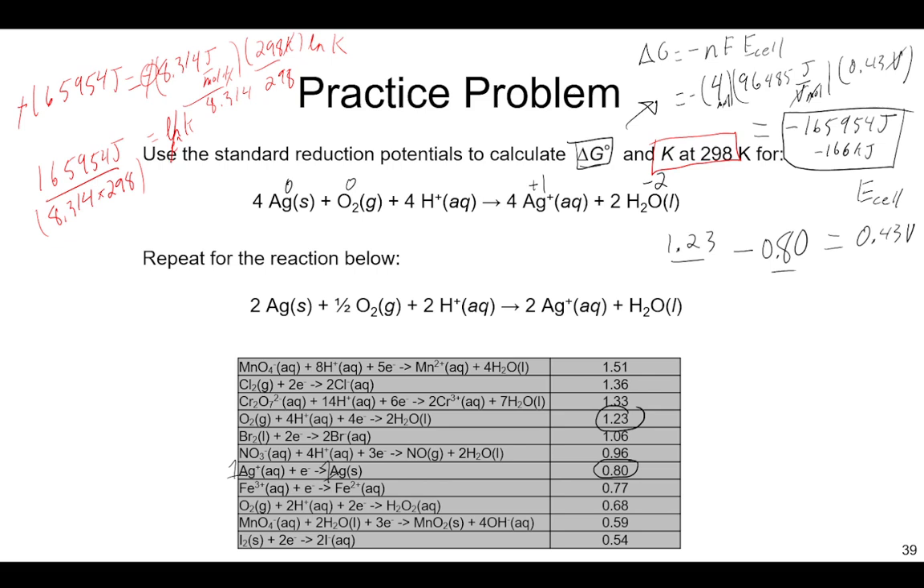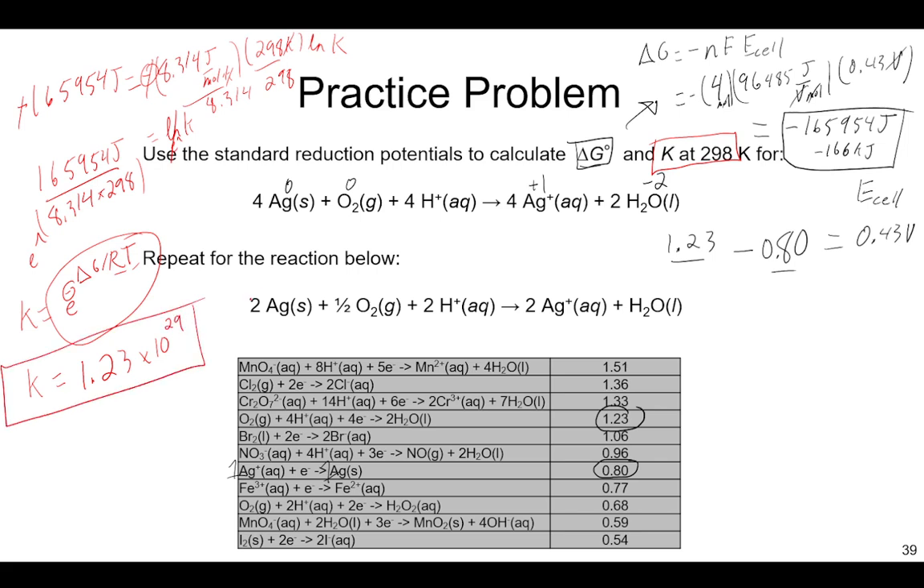I need to take e to both sides to get rid of that ln. So here I'm actually rearranging the formula, and we've talked about this formula before. K is e to the negative delta G over RT. That's essentially what I'm doing here, e to the negative delta G. Delta G was negative, so that negative sign in front of delta G makes it a positive 165,954 joules divided by RT. Plugging all that in, I get a K value of 1.23 times 10 to the 29. Remember, our equilibrium constants have no units.